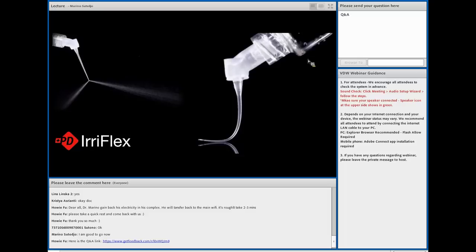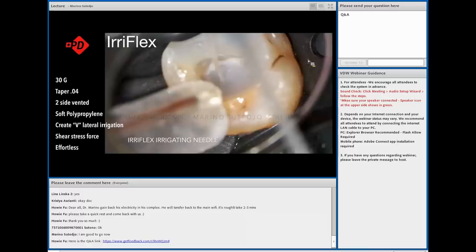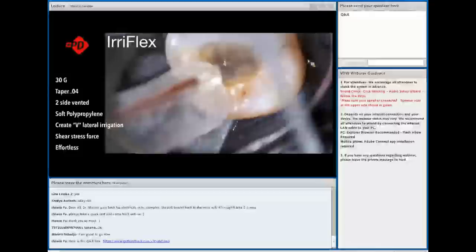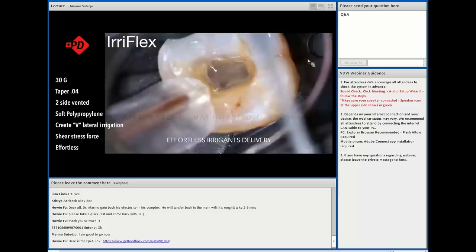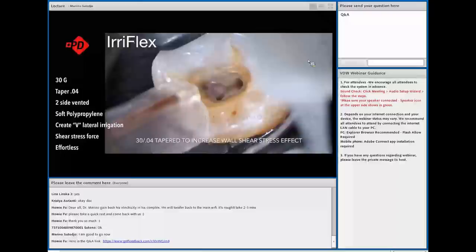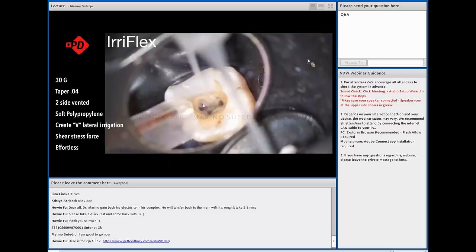Iriflex is the new irrigation needle that I am now trying to use, and I now regularly use it as my irrigation needle. You can also use this irrigation needle because it is so good. It is 30 G in size, but it has a 4% taper. It is two-side vented, and most importantly, it's made from soft polypropylene, which is a plastic. That's why it is so flexible, and it can create some V-lateral forces in the canal to create more shear stress forces. And trust me, it is so effortless.